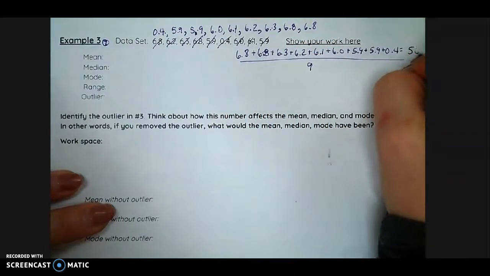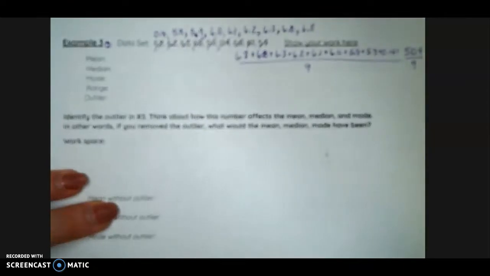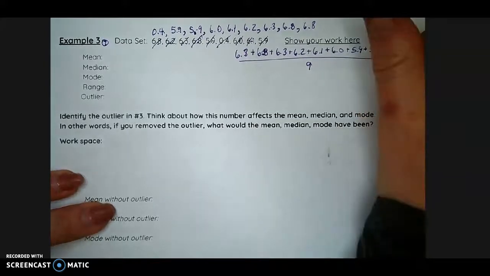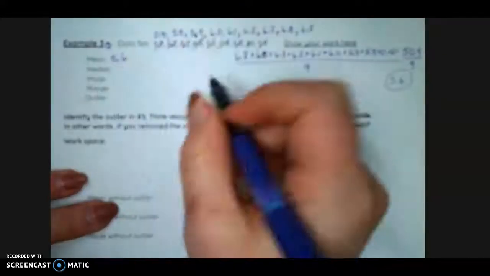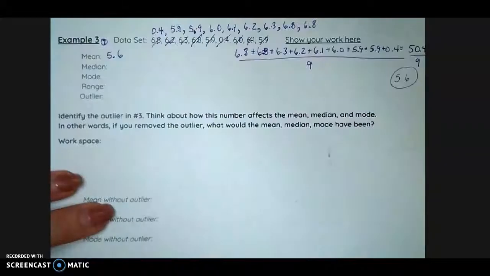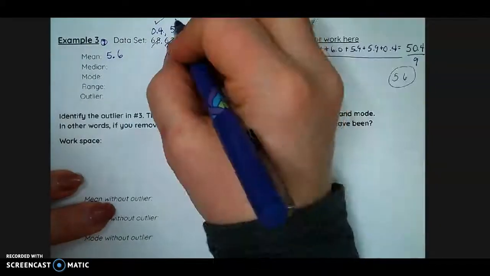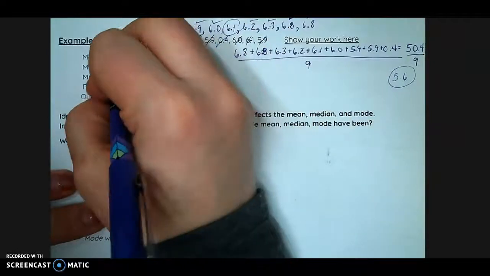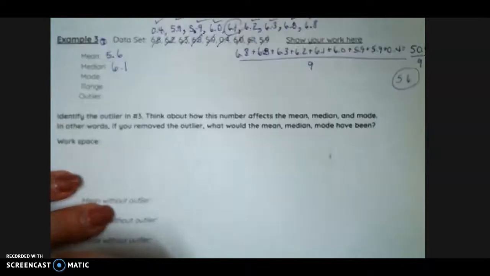I'm going to get 50.4 divided by 9, which gives me 5.6. Because we're going to one decimal place, I'm going to use all of my answers to one decimal place as well. Since I have an odd number again, I can find that number in the middle with just check marking off what I have and getting to that middle number.